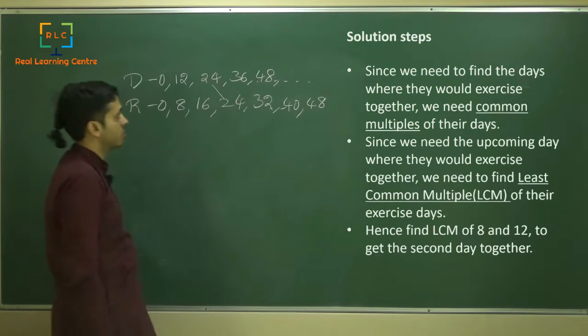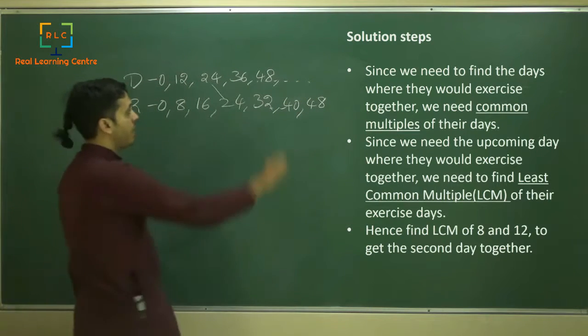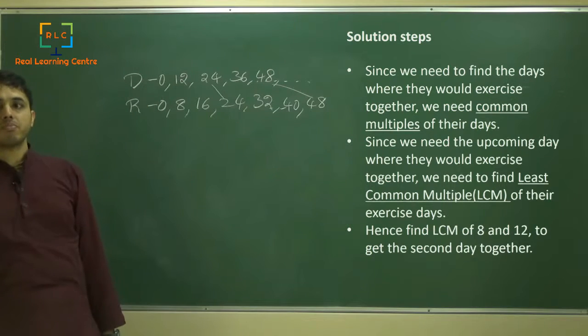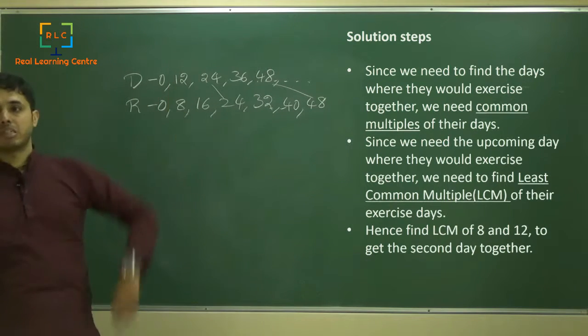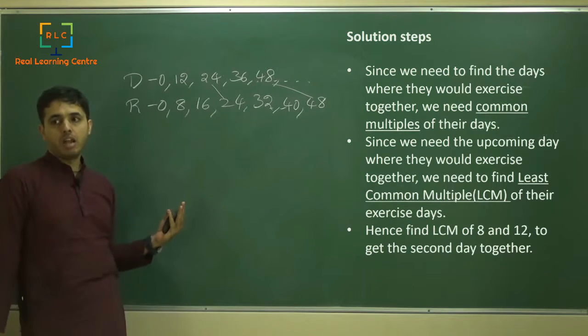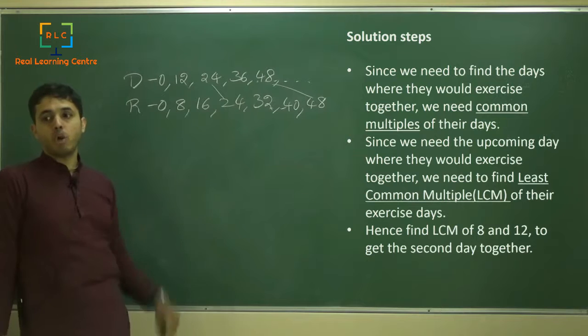So like this, there are many days where they would come together again. Okay, so common multiples. But since I have to find the immediate possible next day, I have to find the least common multiple.